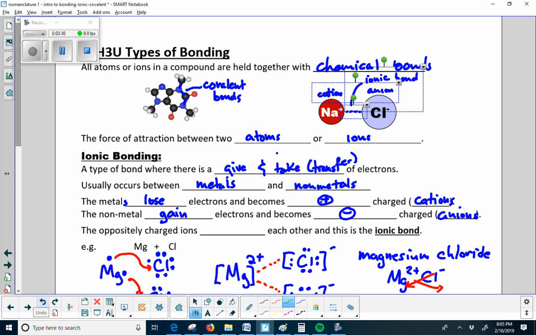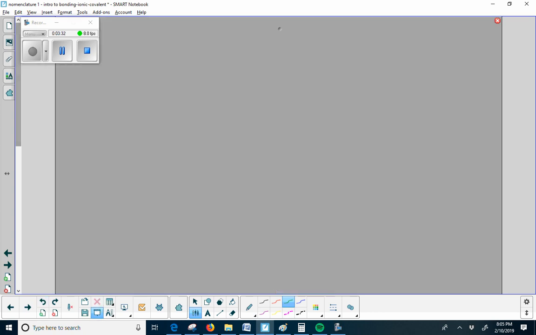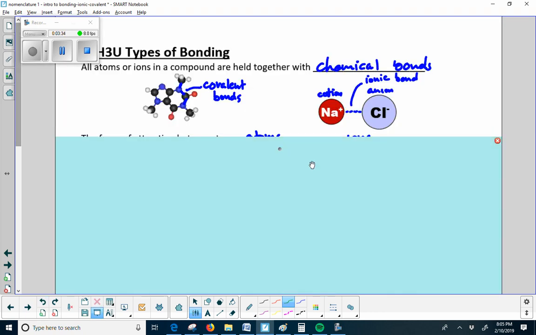So this is a molecule, so we call these molecular compounds. This is the attractive force between these. Chemical bonds are the attraction or the attractive forces between ions or between atoms.